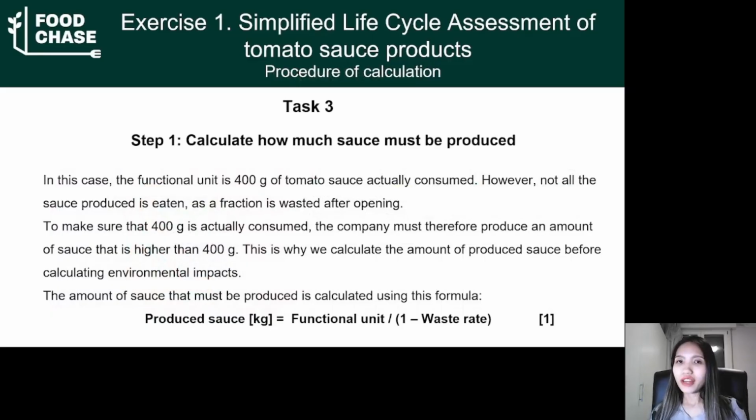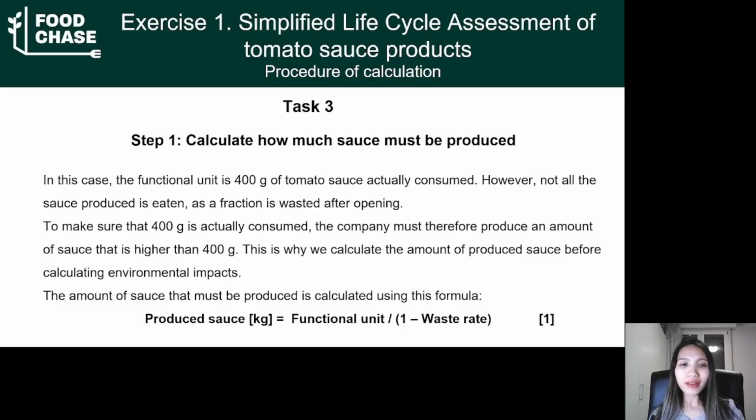I would like to suggest a procedure of calculation for the third and the fourth task. In the third task, you will start by calculating how much starch must be produced. In this case, the functional unit for calculation is 400 grams of tomato starch actually consumed. However, not all the starch produced is eaten because there's a fraction of waste after opening at the consumption stage.